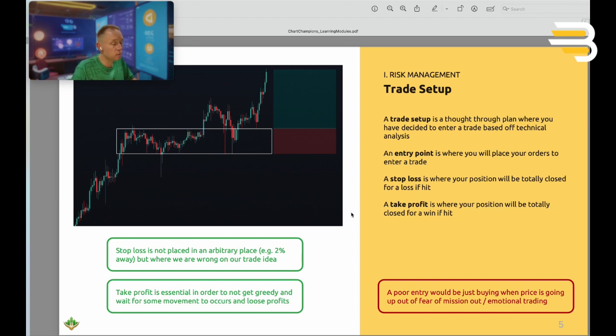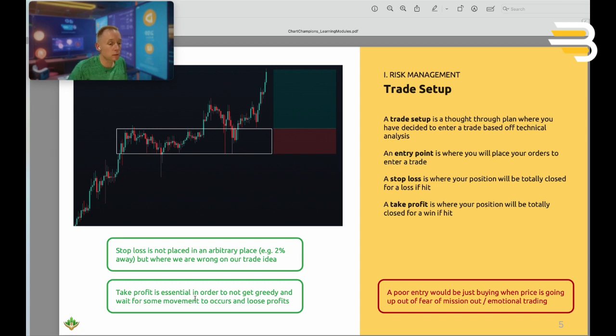And these liquidation points will always be typically above, say if we're talking about Bitcoin or something. What I'm trying to get at is these liquidation points will be above zero, right? So these are liquidation points you've got to protect. A stop loss is not placed in an arbitrary place, for example 2% away, but where we're wrong on our trade idea.